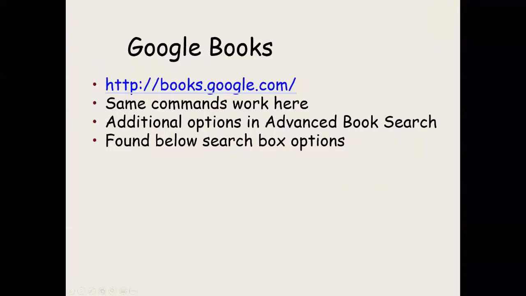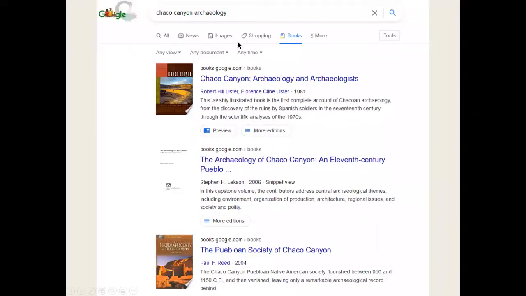Now, in a minute here, I was going to talk about some of the other Google searches. There's Google Books, for example. It's found, and I already listed this, at this location. The same commands work that are here. There are some options within it to do different types of searches. But for example, here's Chaco Canyon archaeology. I just use that.